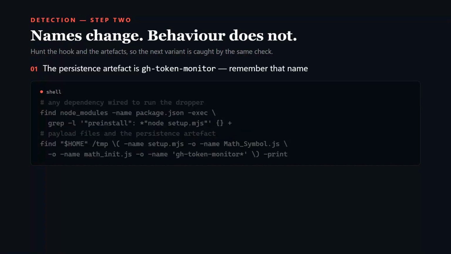Names change, behavior doesn't. So look for the shape of it instead. Walk node_modules and find any package whose preinstall is node setup.mjs. Then sweep your home directory and temp for the payload file names, and for the persistence artifacts, which are called ghtoken_monitor. Hold on to that last one. It changes the order you do things in later.